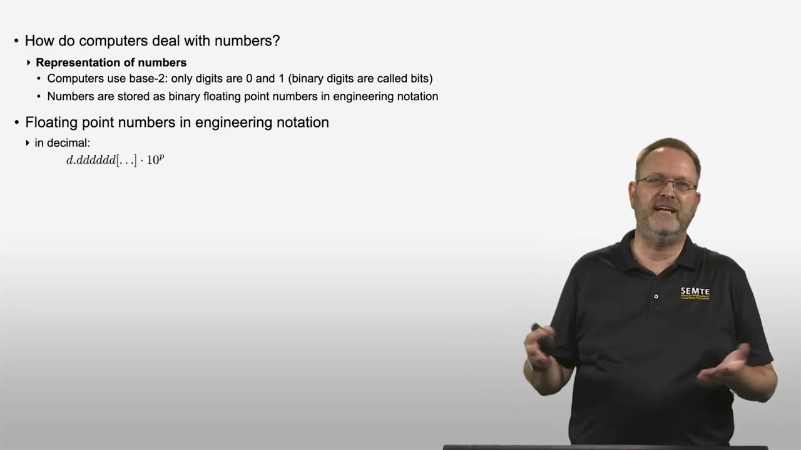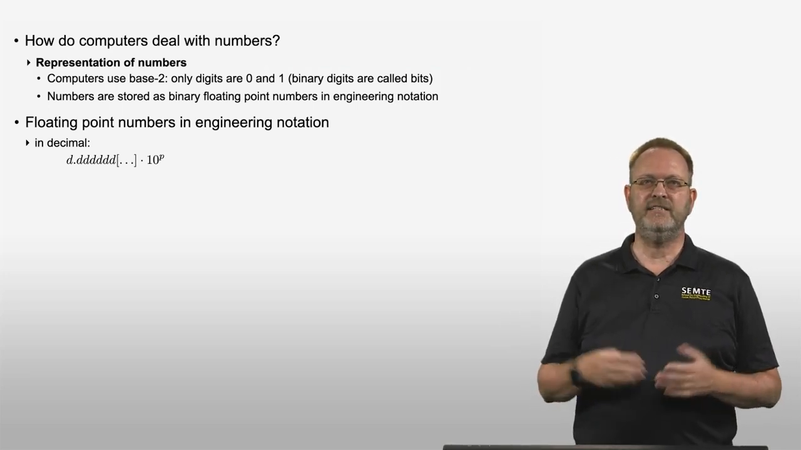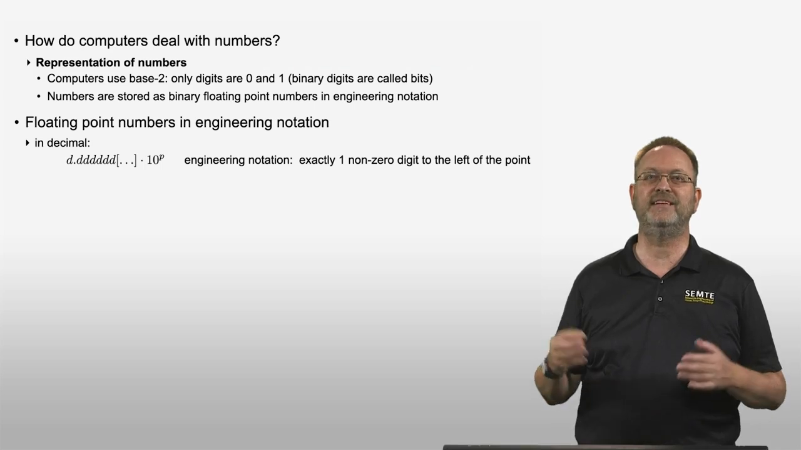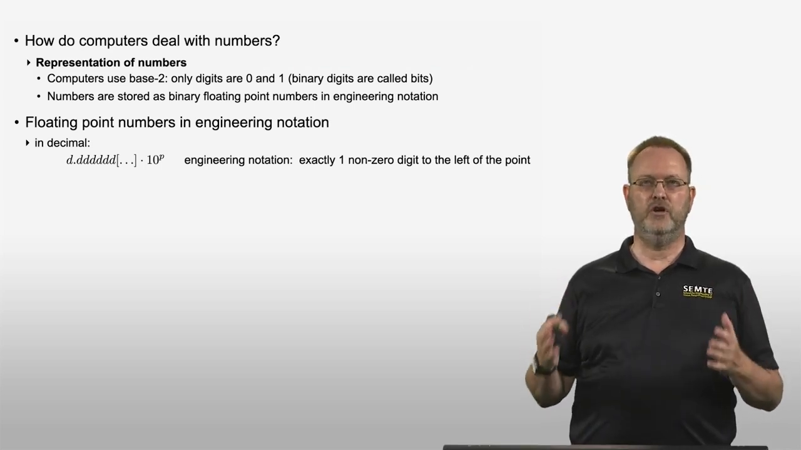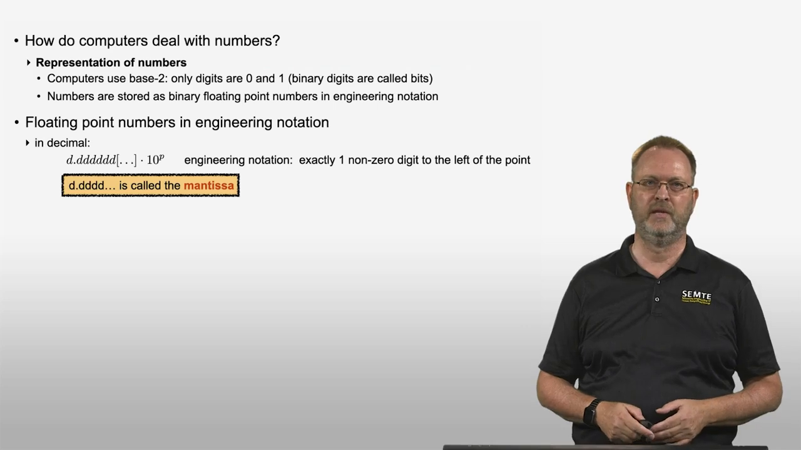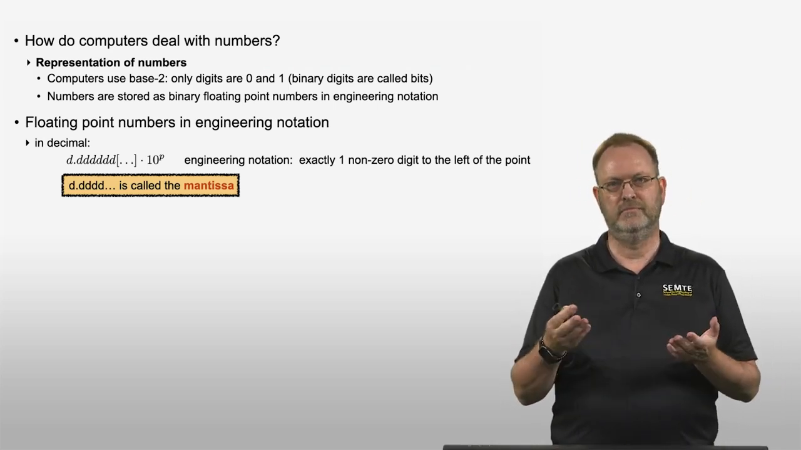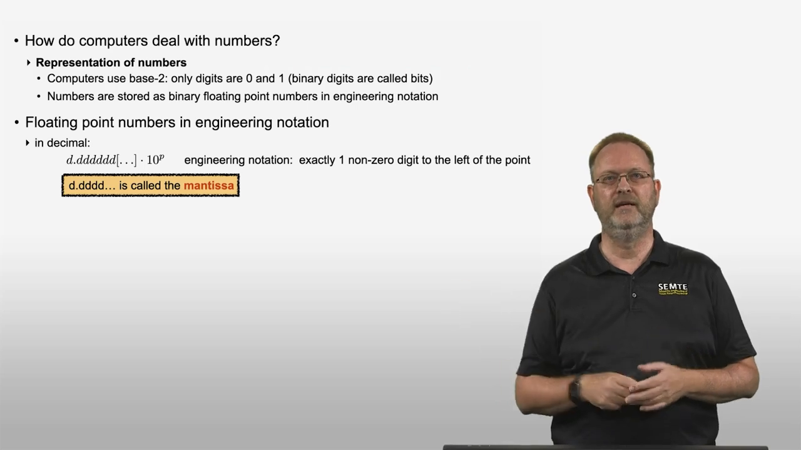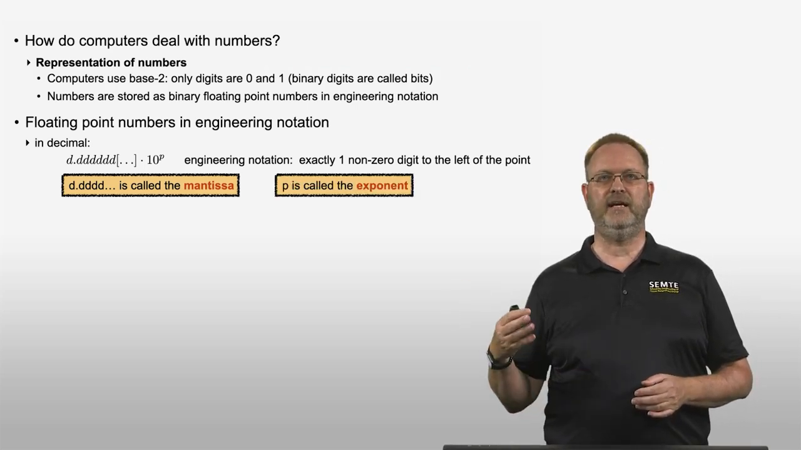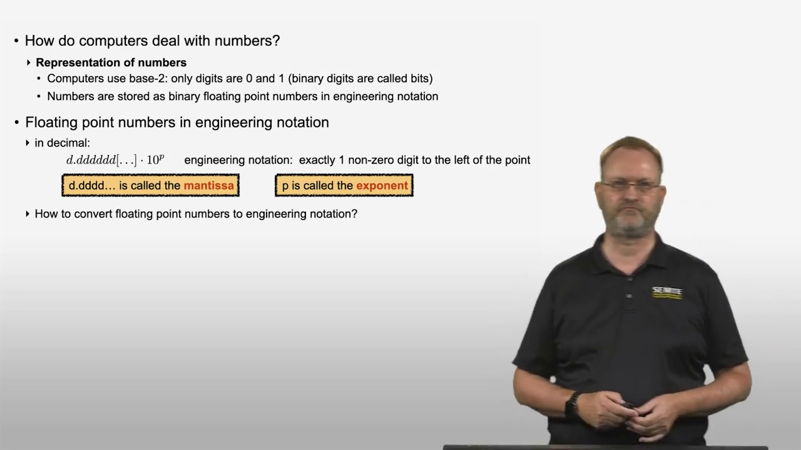Let's start out with decimal numbers because we're all familiar with decimal numbers. A decimal number in engineering notation has the following form. It has exactly one non-zero digit to the left of the decimal point, and then we call this a decimal digit dot, decimal digits following. We call this part the mantissa. And the p that is in the 10 to the power p, we call this the exponent.